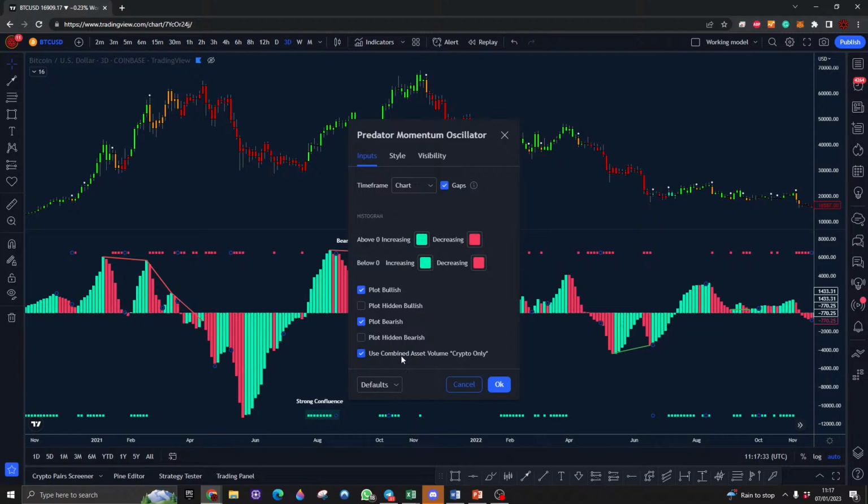We also have this combined asset volume for crypto only. Now the reason is that we do also look at volume within this indicator. And like with a lot of the other Decentrader tools, we combine up the volume for given tickers to try and give you a better idea of what's actually going on with the volume, rather than it being just an isolated event potentially on one of the exchanges.